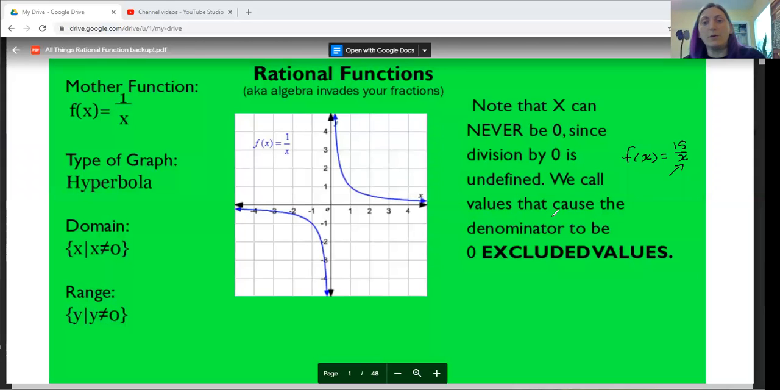We don't define it. We call values that cause the denominator to be 0 excluded values. We exclude them from our function. They are not welcome. They are not allowed. Okay, so anything that makes your denominator 0, there's an asymptote there. We don't want it. So we have to actually focus on and find these excluded values in order to work with these rational functions, because sometimes there's just holes in your graph. It's better than holes in your pants, I guess.